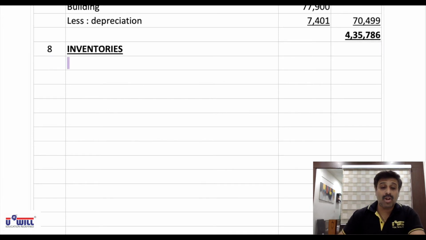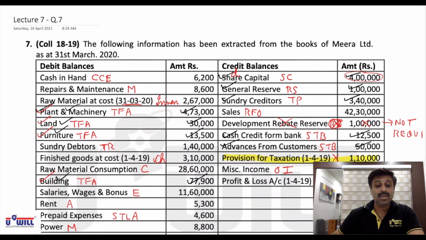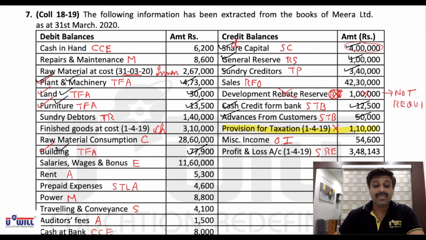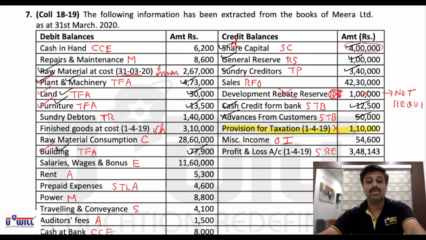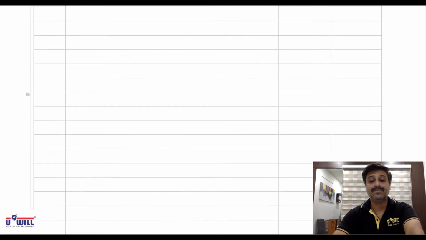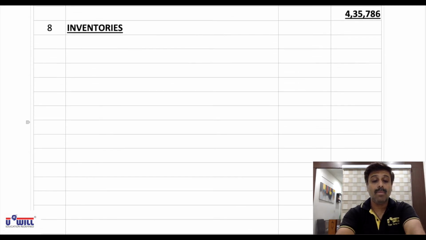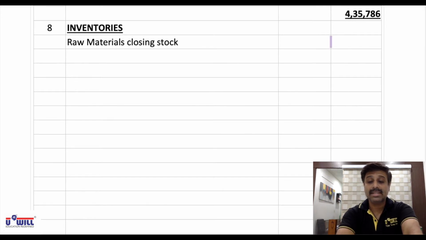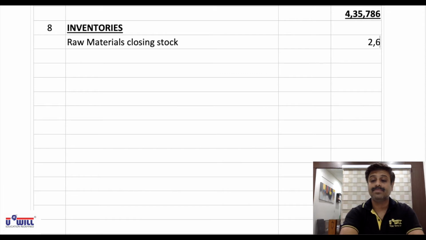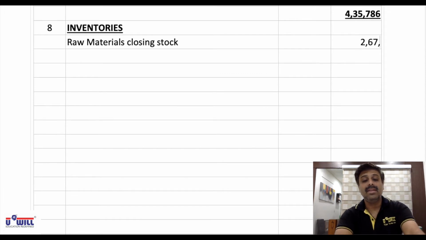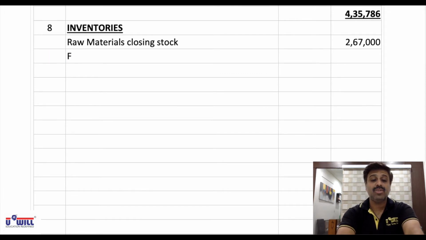Now inventories, what all will come? Very first, raw material at cost, that is 2,67,000. Raw materials closing stock 2,67,000. Then from the adjustments, we have finished goods closing stock.